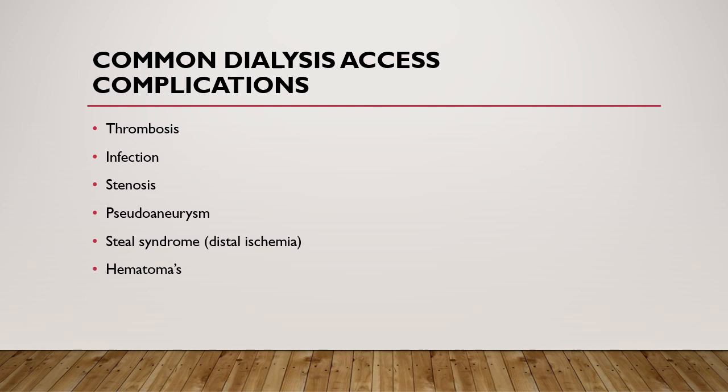Common dialysis access complications are: 1, thrombosis, 2, infection, 3, stenosis, 4, pseudoaneurysm, 5, steal syndrome, also known as distal ischemia, and lastly, hematomas. These are all complications likely to occur from a dialysis access.